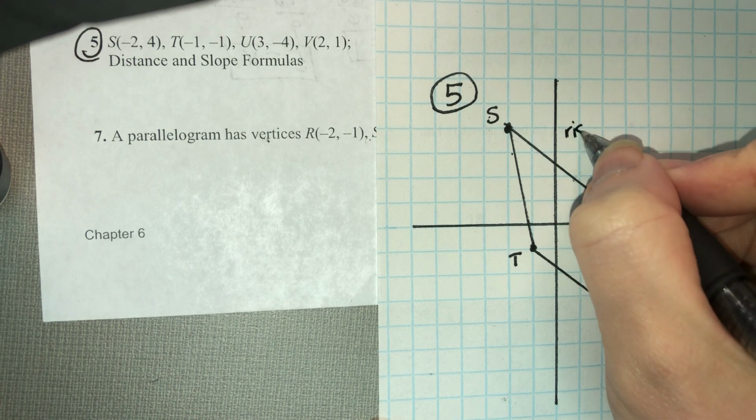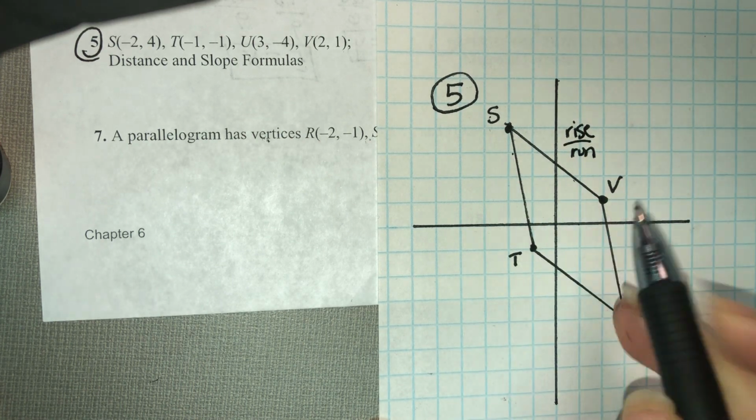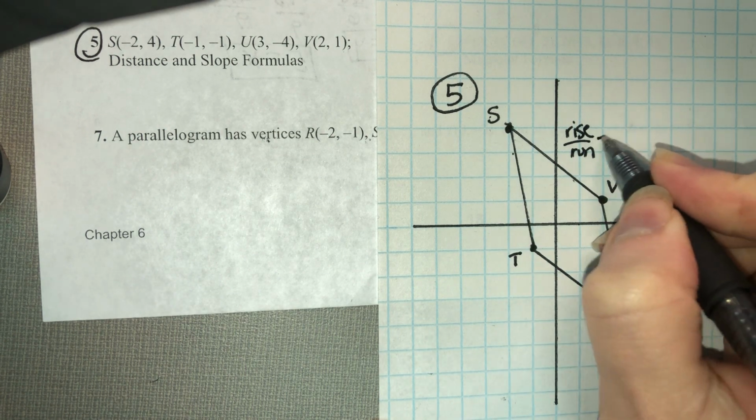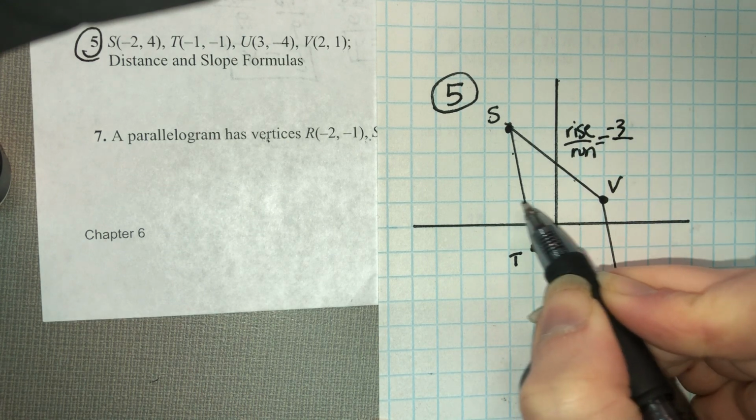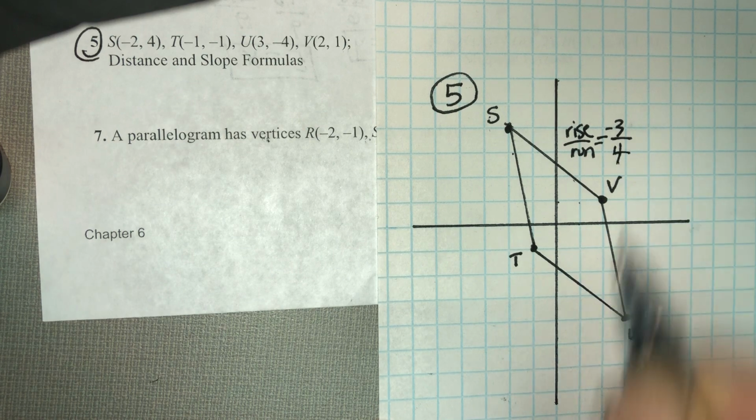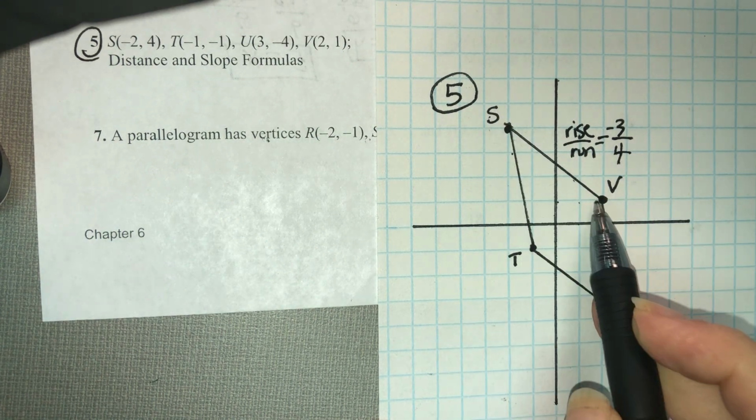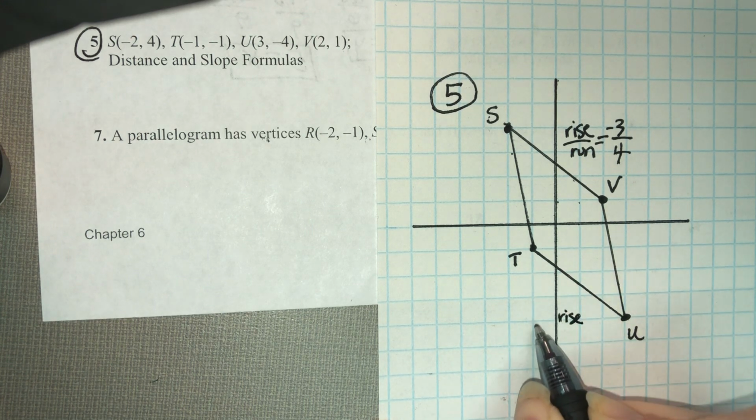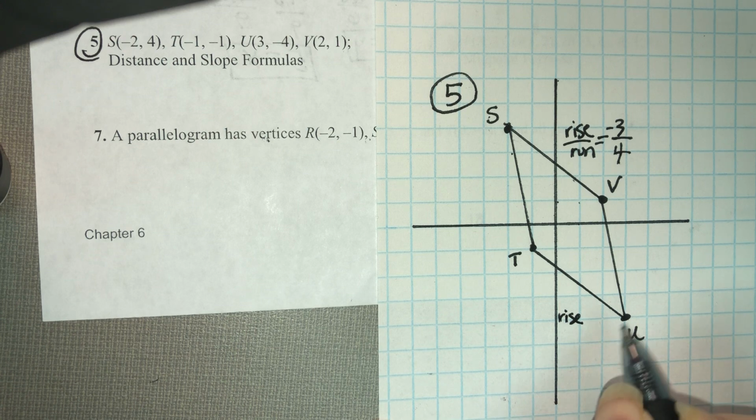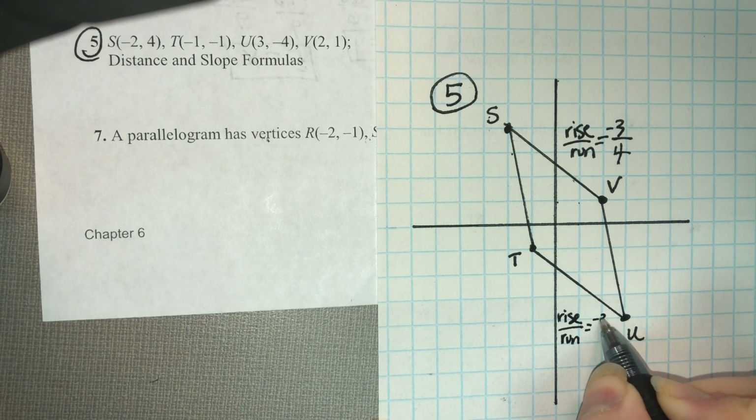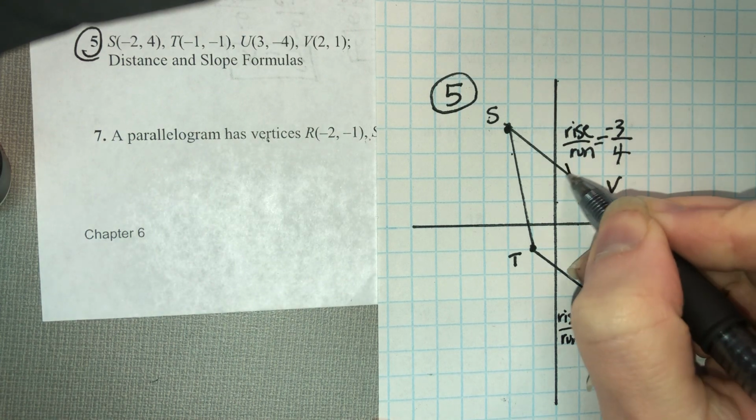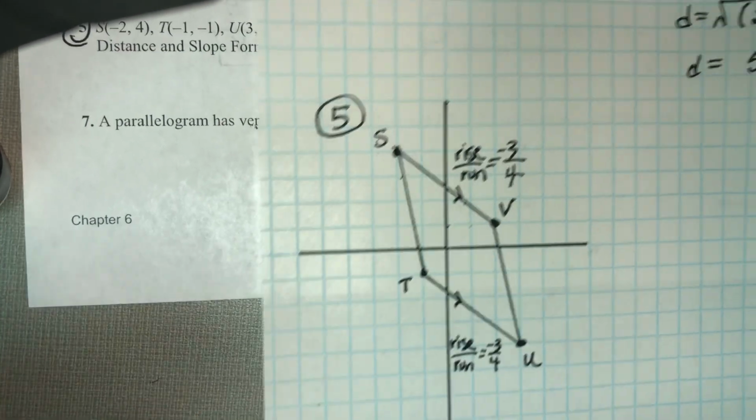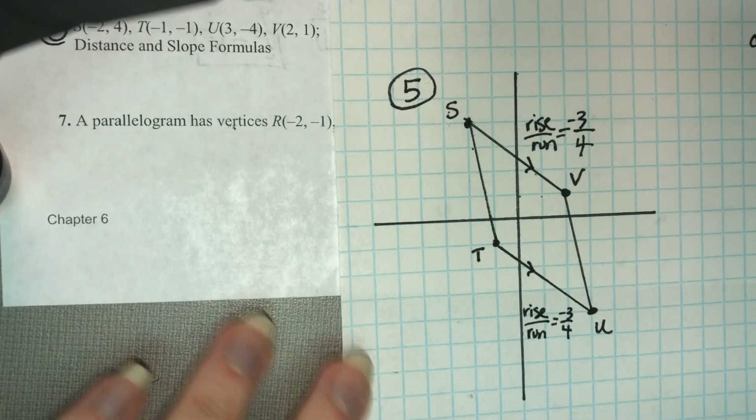So let's look at the rise over the run for this top segment. The rise is negative because I go down 1, 2, 3. And then I go to the right 1, 2, 3, 4. So negative 3/4 is the slope of the segment SV. Let's look from T to U now. The rise is negative 1, 2, 3, and the run is 1, 2, 3, 4. So negative 3/4 here. So yes, these are parallel. The top and the bottom are parallel. They have the same slope. Now we're going to use the distance formula to find their lengths.